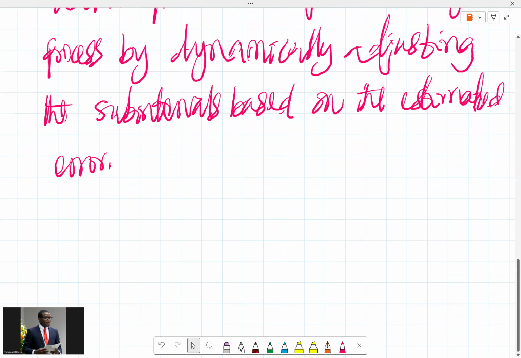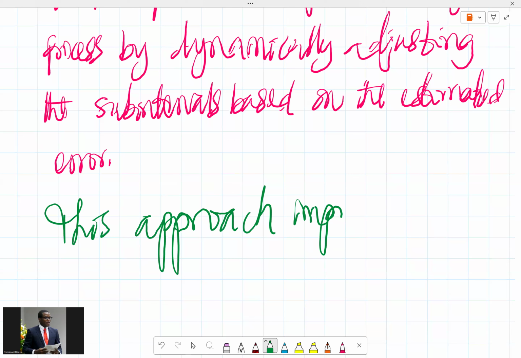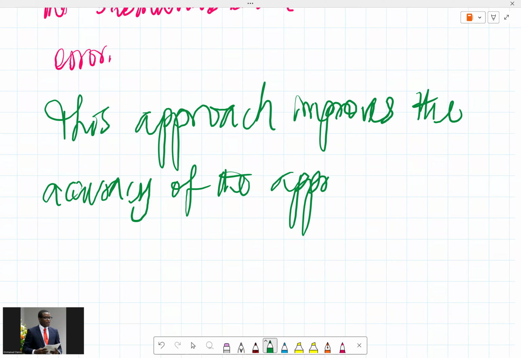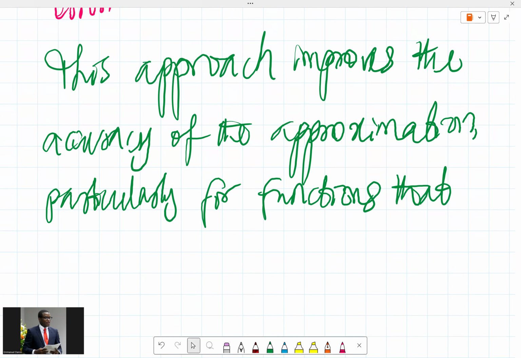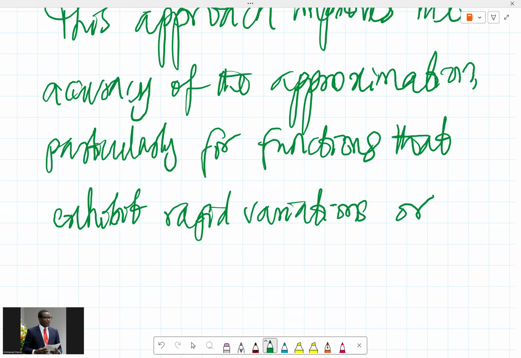Okay. This approach improves the accuracy of the approximation, particularly for functions that exhibit rapid variations or singularities.